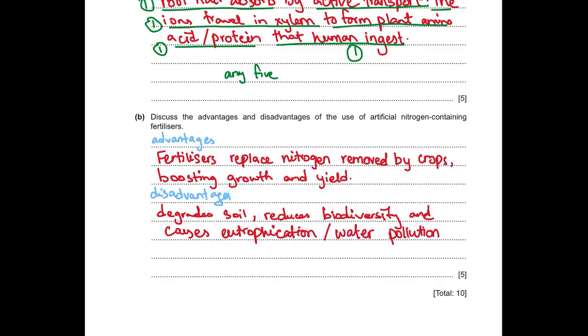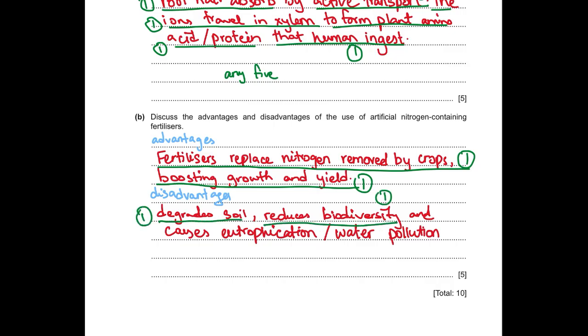Also called water pollution. 1 mark for fertilizer replaces nitrogen removed by crop, 1 mark for boosting growth and yield, 1 mark for degrades soil, another mark for reduces biodiversity, and last mark for causes eutrophication. A total of 5 points.